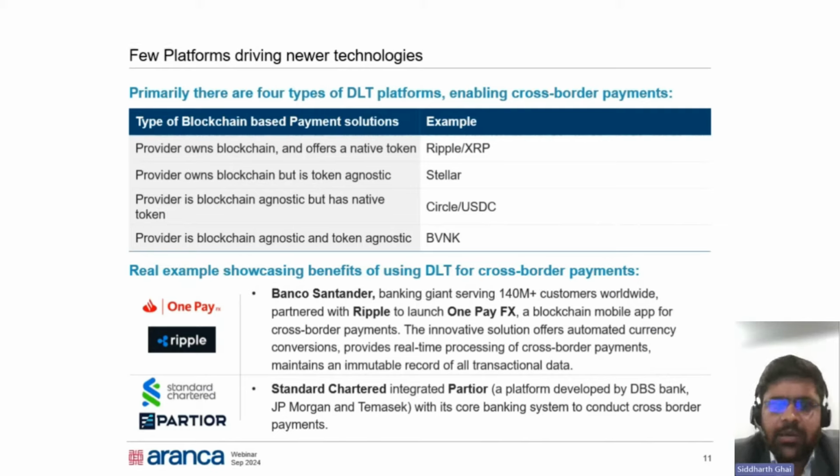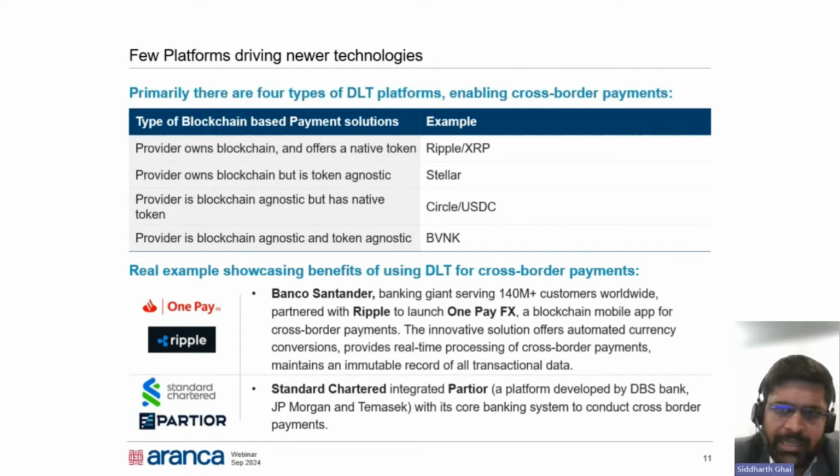The next is a platform that gives you the option to select from any of the blockchains and any of the tokens that you would like to do the transaction upon. So it gives you an option to choose any blockchain network, and it also gives you an option to choose any token. BVNK is one of the platforms that gives this option.